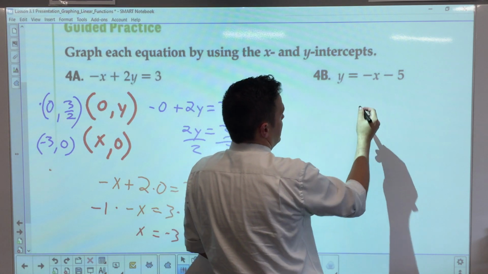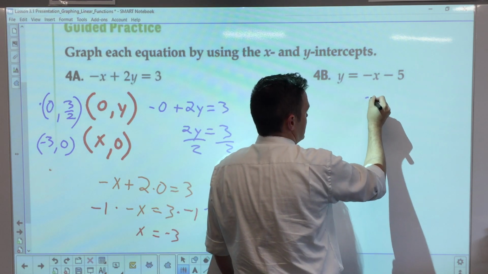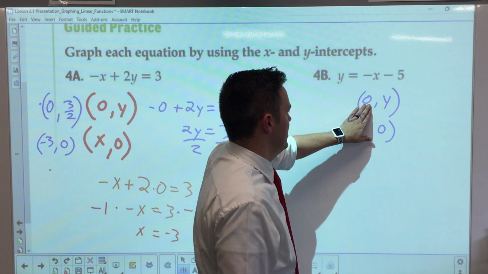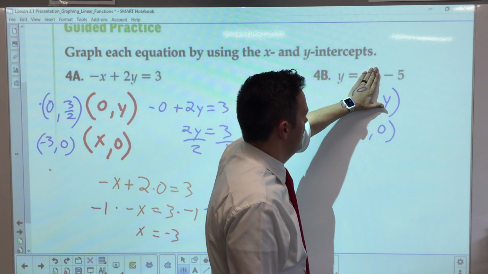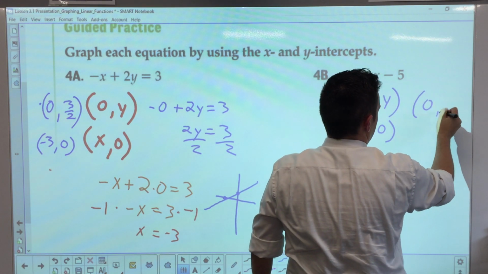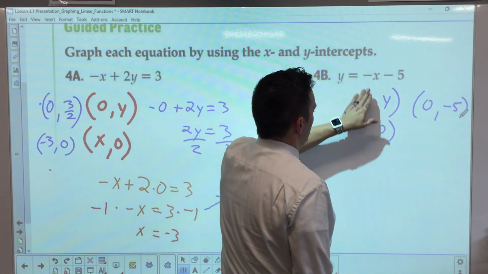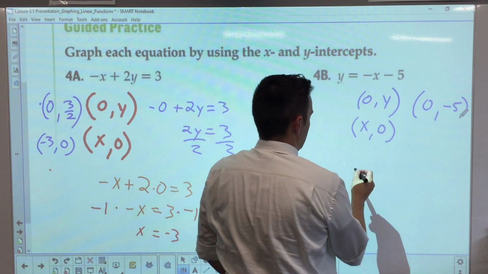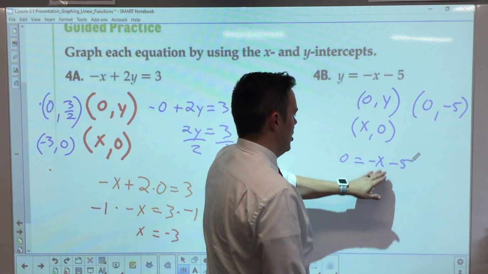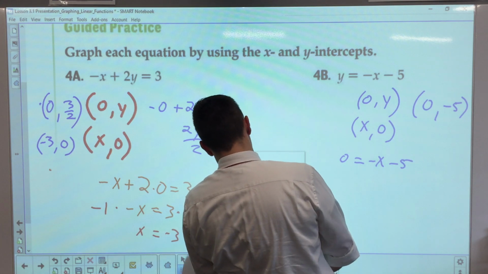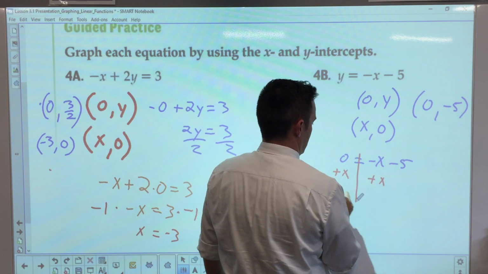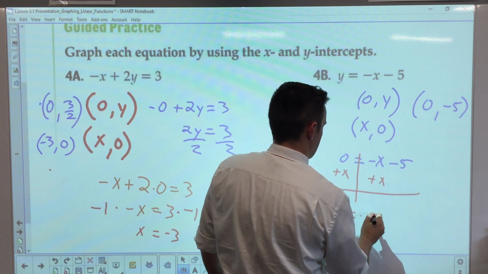This one here, graph to find the intercepts, so remember it would be 0, y, and then x, 0. So we're plugging in the 0 for x, right? When we do that, what do you get? Y equals -5. All right, I'm not going to do the work on that one. And then if you plug the 0 in for y, what you're actually going to get is 0 equals -x minus 5. So you got to get the x to the other side. You would add x to both sides, and you get x equals -5.